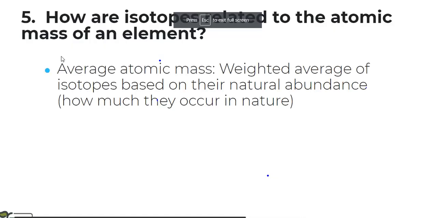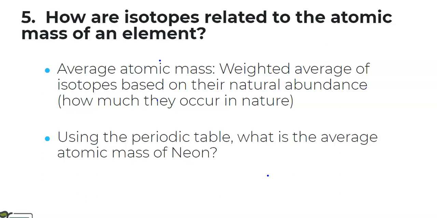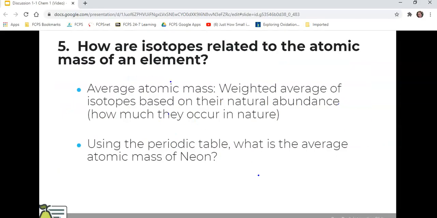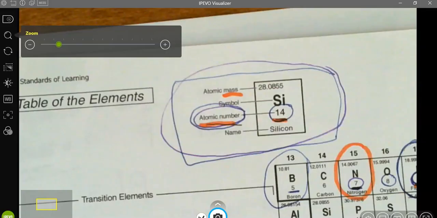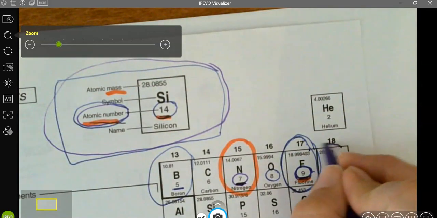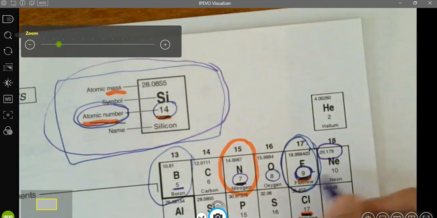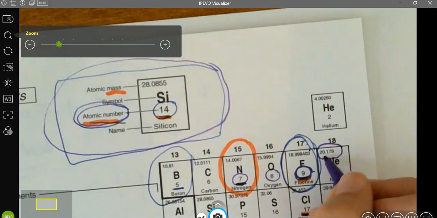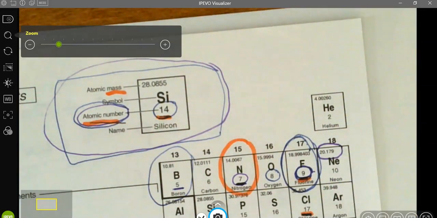So the average atomic mass that's on the periodic table is a weighted average of isotopes based on their natural abundance, so how much they occur naturally in nature. Now, using the periodic table, what's the average atomic mass of neon? Okay, so again, we would look at our periodic table and say, all right, here's neon. I know the mass is up here in the upper left, and the average atomic mass of neon is 20.179.